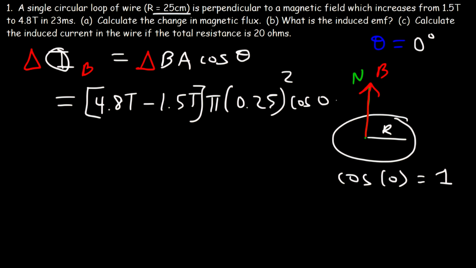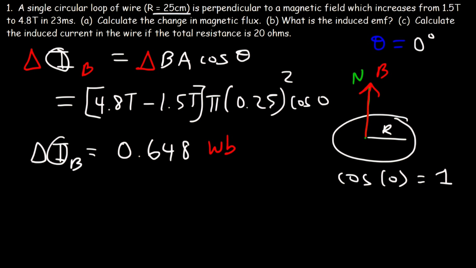0.25 squared times pi, that's 0.19635. And if you multiply that by the difference of 4.8 and 1.5, which is 3.3, this will give you the change in flux, which is 0.648. And the unit for magnetic flux is the Weber, which is Teslas times square meters. So that's the answer for part A. It's positive 0.648.